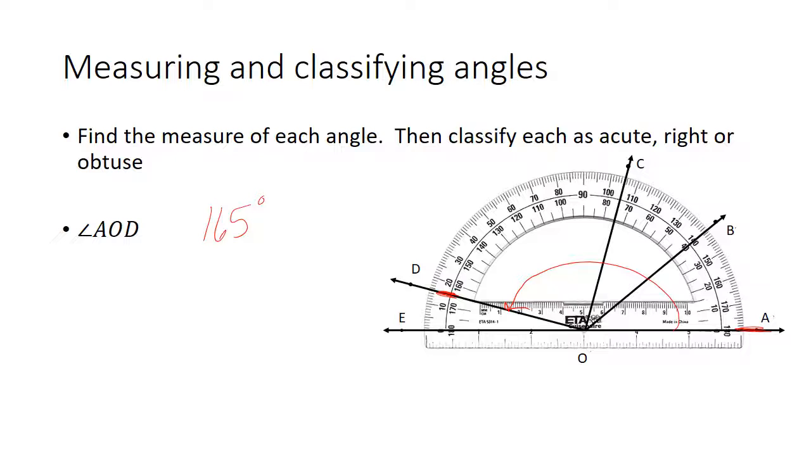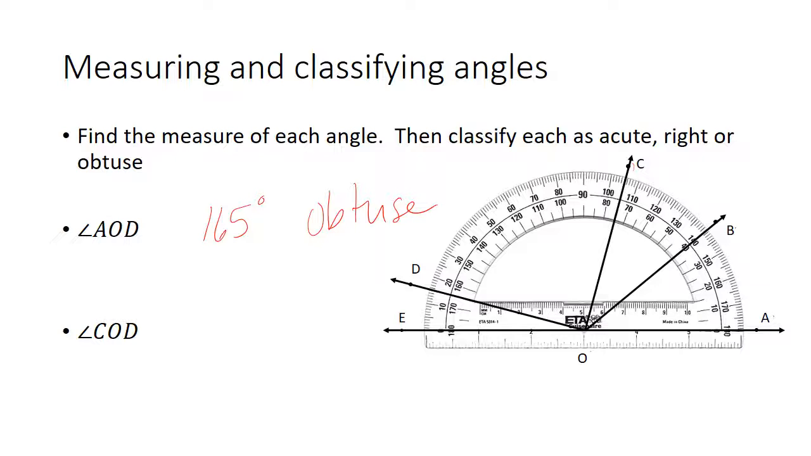And then if we were going to classify it, we would say it is obtuse. How about COD? It's a little trickier because while we have it lined up, our C is not on the bottom line lined up at 0, and our D is not on the bottom line measured up at 0.